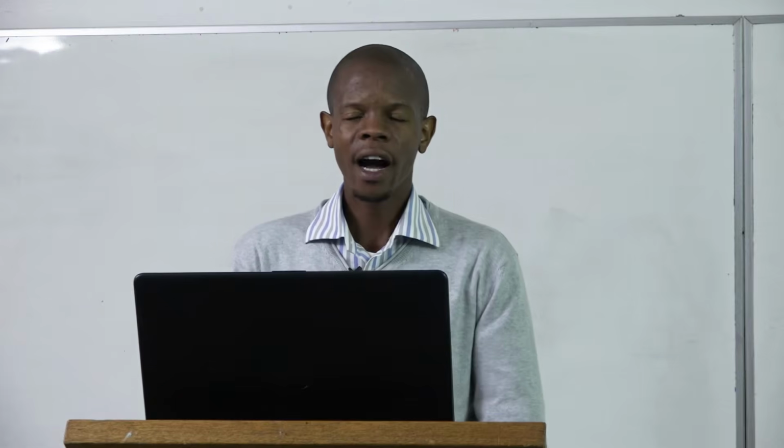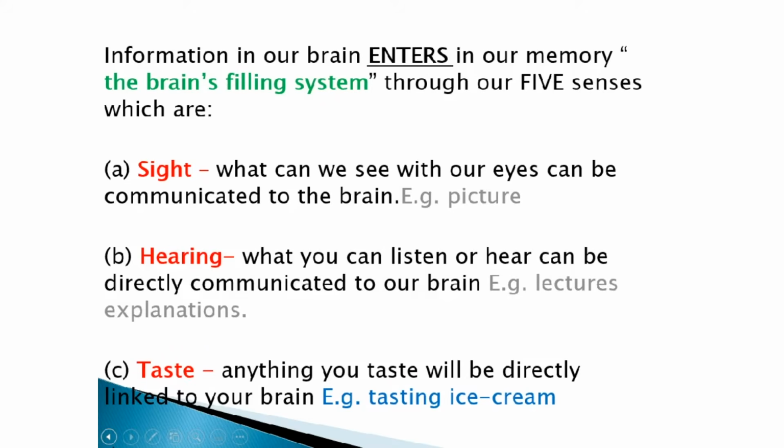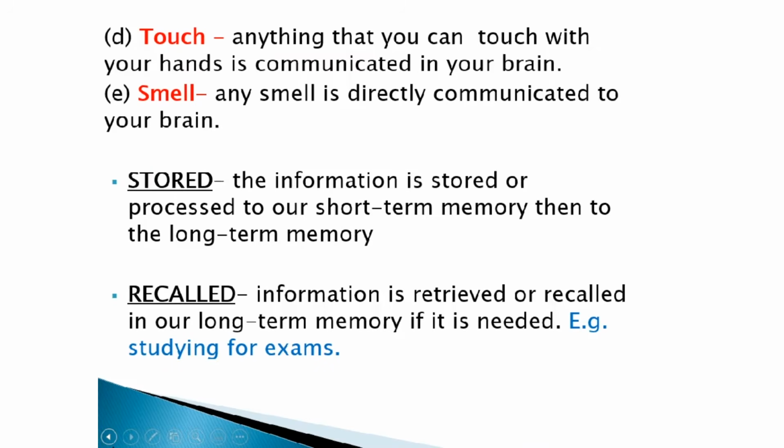So in understanding how our brain works, the information in our brain enters our memory. The memory, which is the brain filing system, through our 5 senses. So basically, information in our brain enters the memory through our 5 senses, which is the sense of sight, sense of hearing, sense of taste, touch, as well as smell.